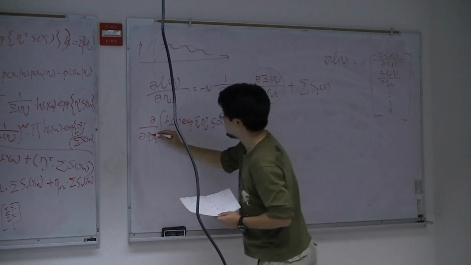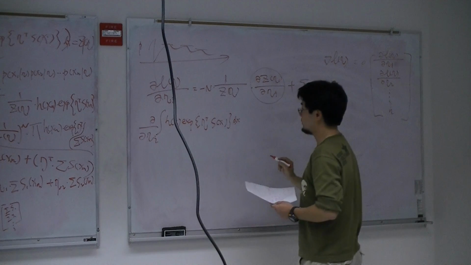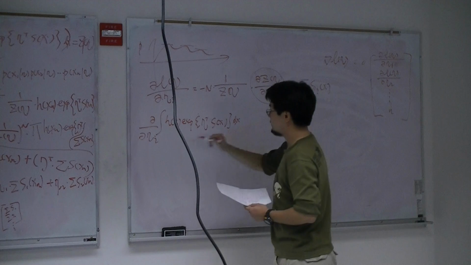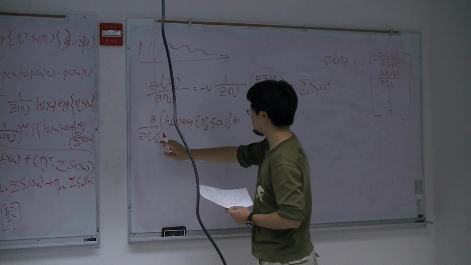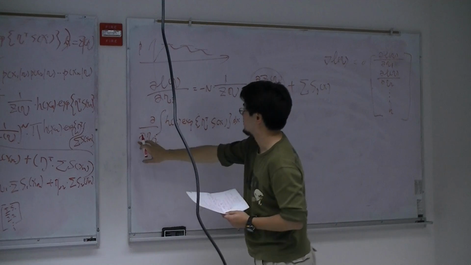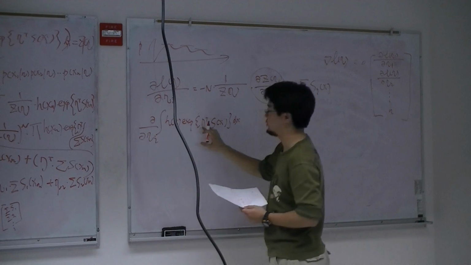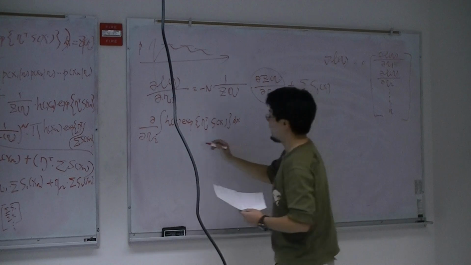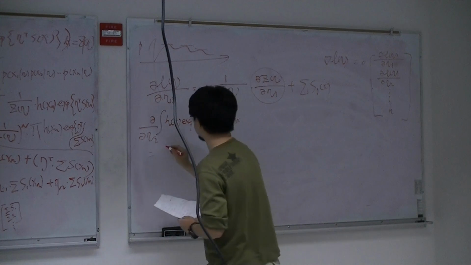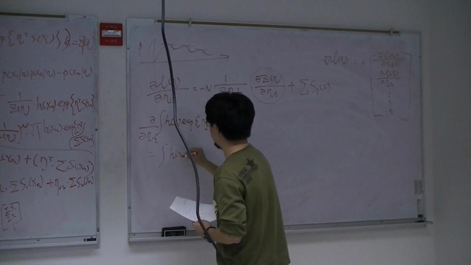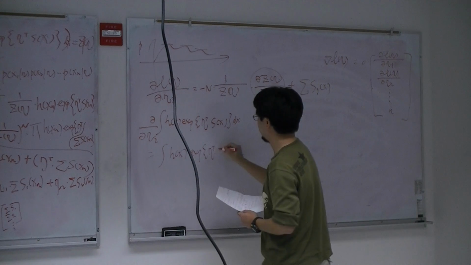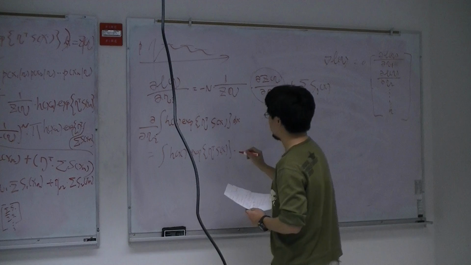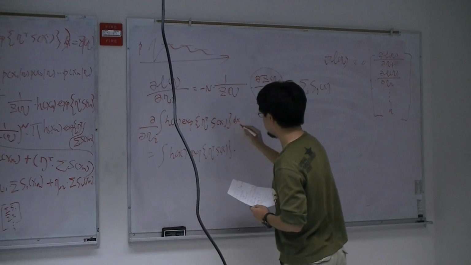And when we take this derivative, assuming this is a nice form, we can take this derivative into this integral. Then we get h(x) exp, everything the same, times the same thing.